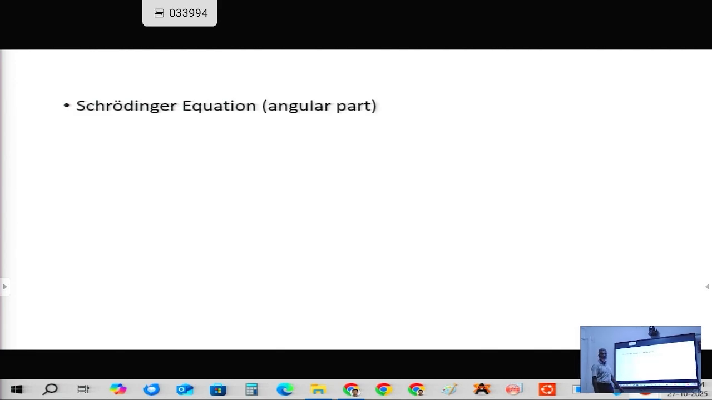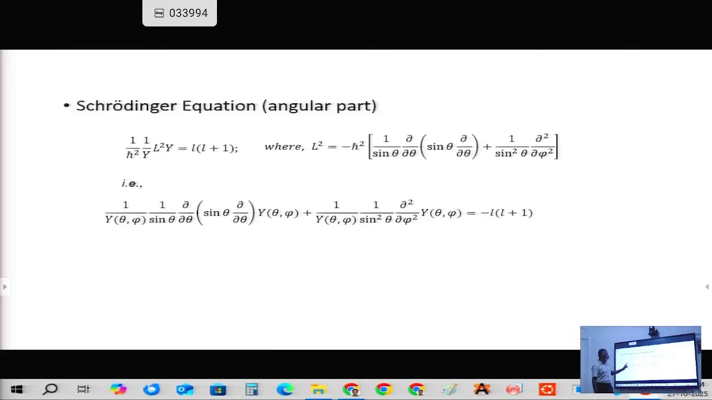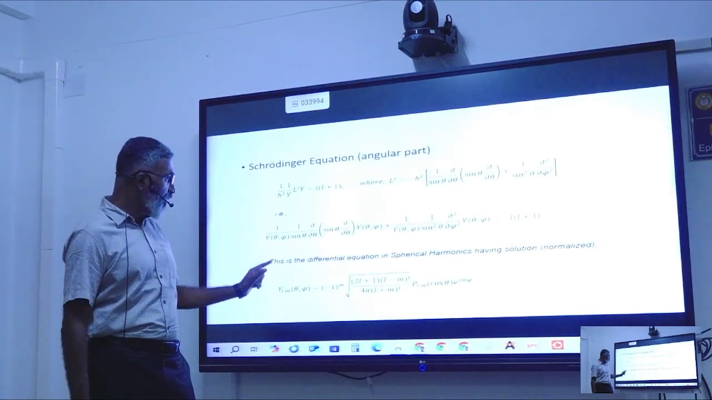Now let's take the angular part first, which is equal to 1 by h cross square, 1 by Y, L square Y. And this L square is given by this particular expression, which you already know. Now, if you write the whole thing, instead of L square you can write it in terms of theta and phi here. And of course there is a minus sign, which goes to minus L into L plus 1. And we have Y here, which has theta and phi.